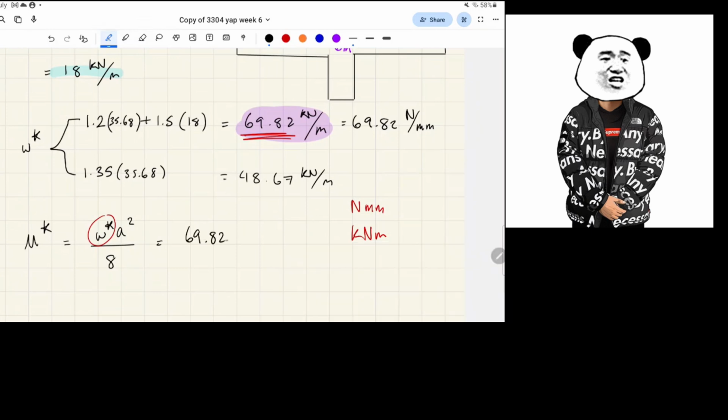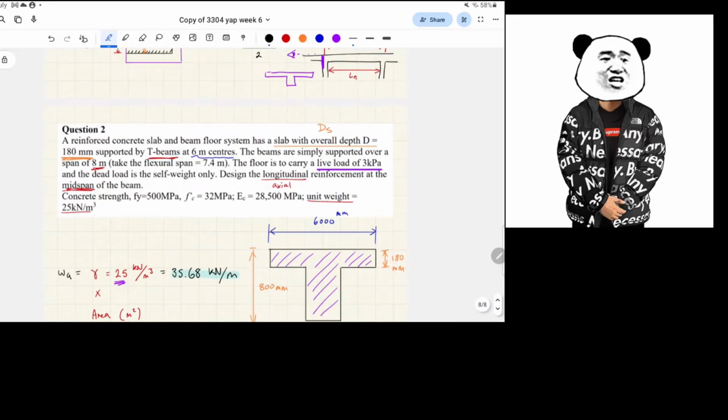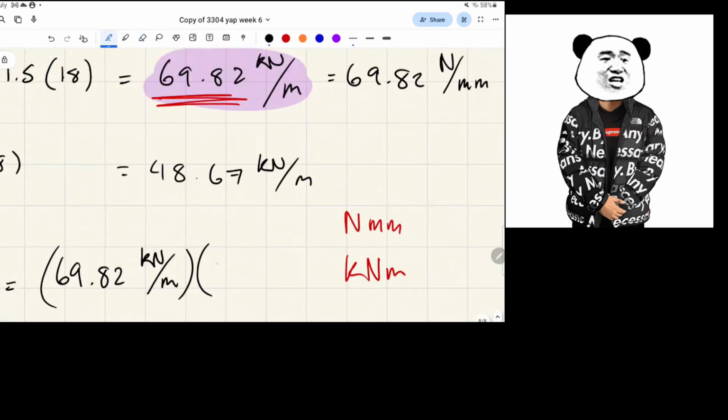All right, I'm gonna plug this in. You want to do meters, yeah? So kilonewtons per meter, times by 8 squared. So 8 is the span, that's L. But the flexural span, so 7.4. Okay. And then divide that all by 8. So 477.92.